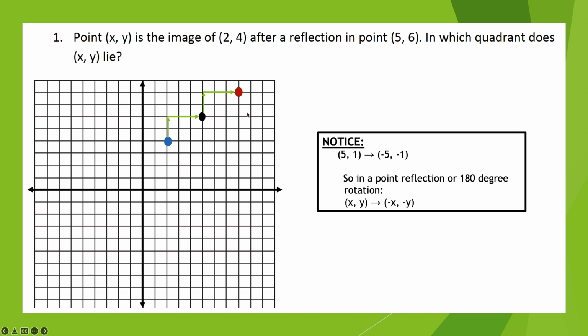The correct coordinates here: 2, 4 is going to become 5, 7, and let's see here. 1, 2, 3, 4, 5, 6, 7, 8.